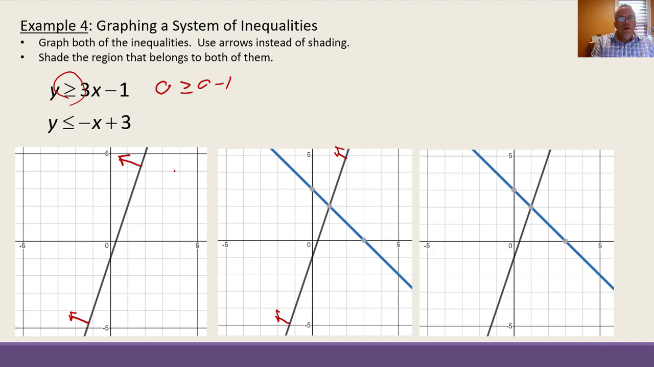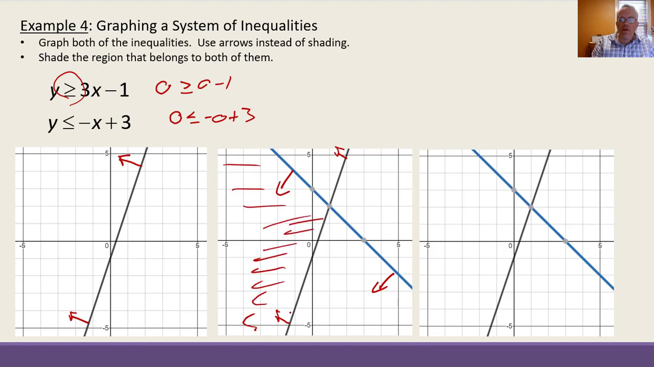Now, the first step is to draw the first inequality. The second step is to draw the second inequality. So we draw the second line, and we got to decide which side should be shaded on that. 0 is less than or equal to minus 0 plus 3. Actually, that's true also. We want the side with 0, 0 here. So, to make it a little simpler, let's draw arrows on there. And we want the region that belongs to both inequalities. We see that that's this region right here.